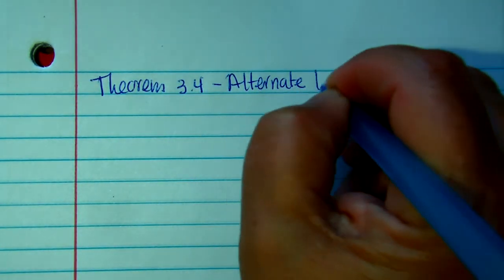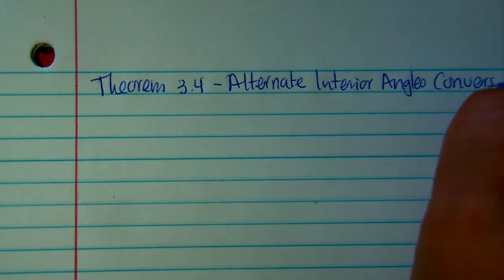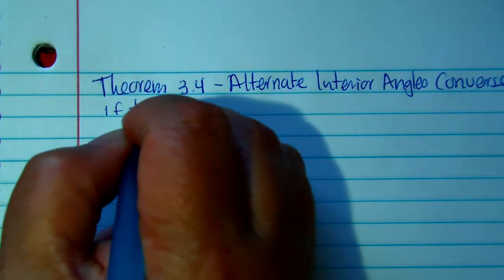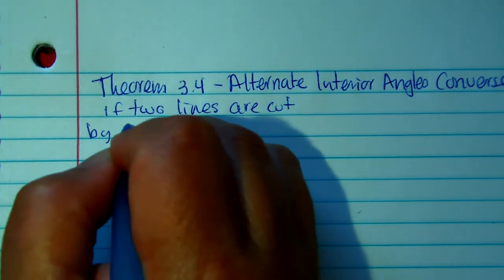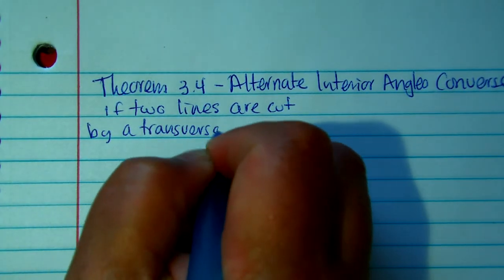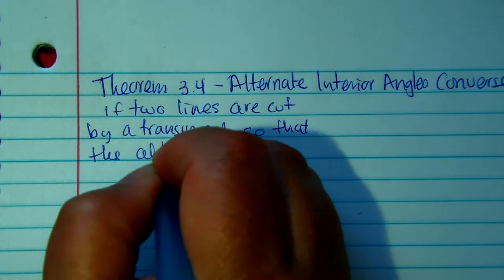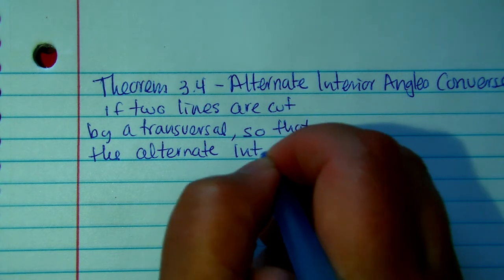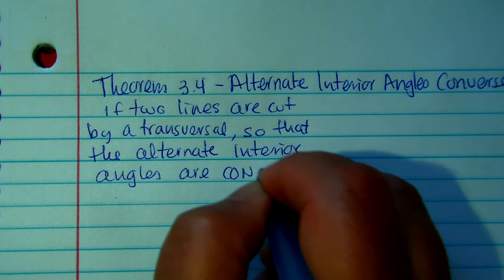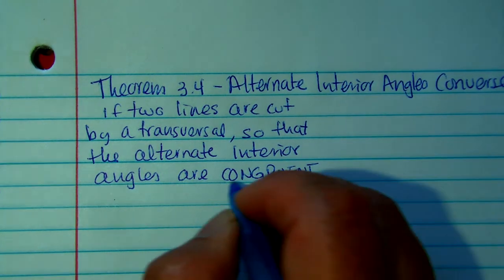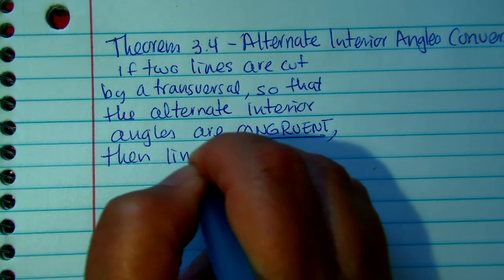Alternate interior angles converse. If two lines are cut by a transversal, so that the alternate interior angles are congruent, underline the word congruent, then the lines are parallel.